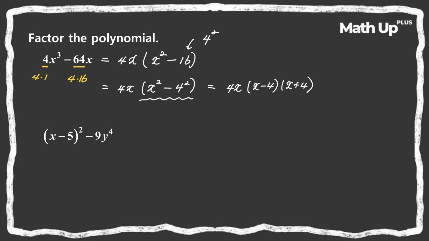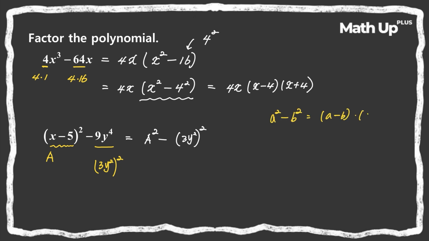Next question, we have x minus 5 squared minus 9y to the power of 4. The first thing I'm going to do is let x minus 5 equal a. And we see that 9y to the power of 4 can be written as the square of 3y squared, right? So this is equal to a squared minus 3y squared, squared. Now using this formula right here, a squared minus b squared is equal to a minus b times a plus b. This expression is equal to a minus 3y squared times a plus 3y squared.